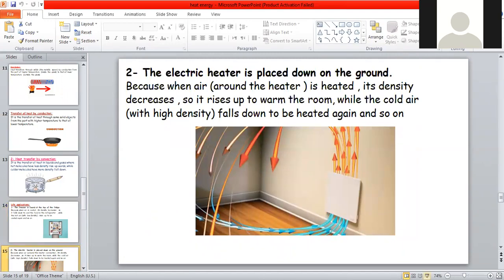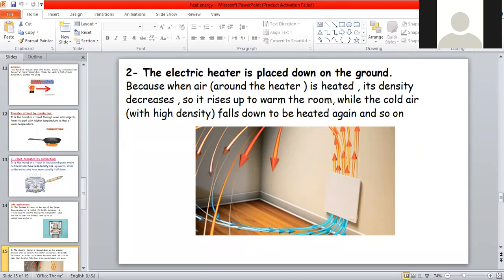Another live application of heat transfer through convection: why do we put the electric heater at the bottom of our room? Because when the air around the heater is heated, its density decreases, so it rises up to warm our room. The cold air with high density falls down to be heated again from the heater, and so on. So this is called convection.